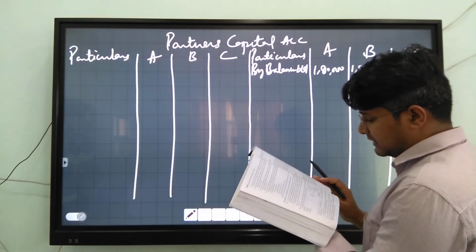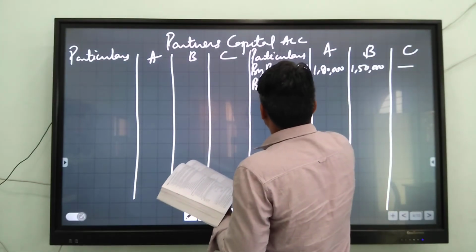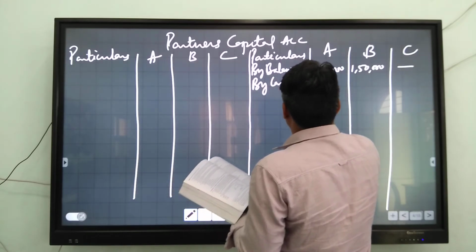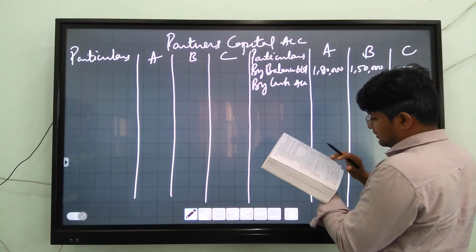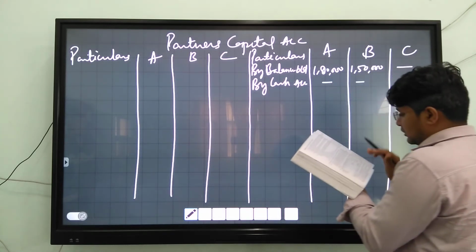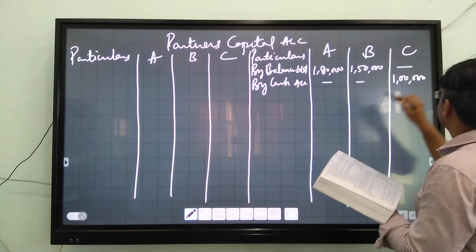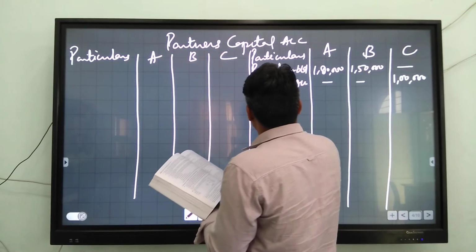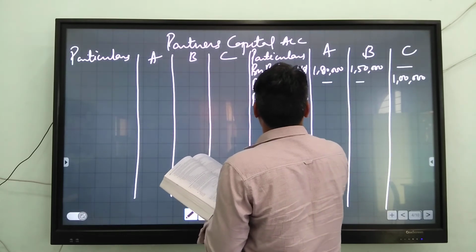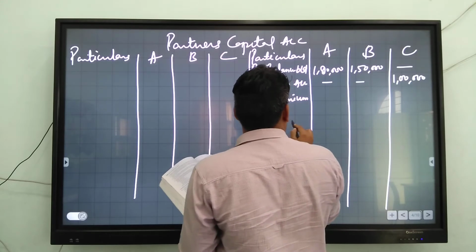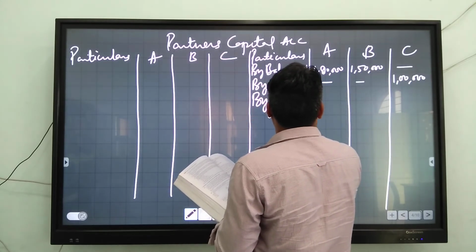And the first adjustment is C brings 1 lakh as his capital. You will write by cash account. By cash or bank account, you can write anything, cash or bank account. And in C's column you will write 1 lakh. Now we will distribute premium for goodwill among the sacrificing partners. We will write by premium for goodwill account.